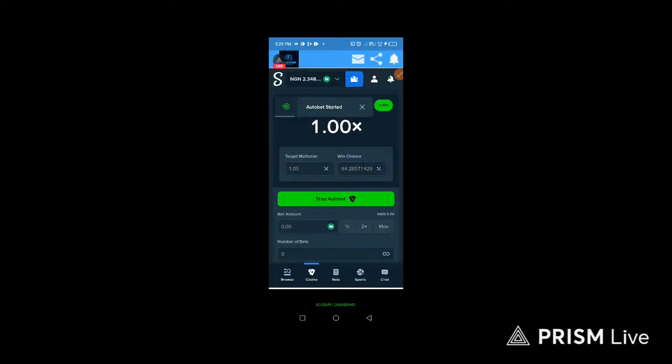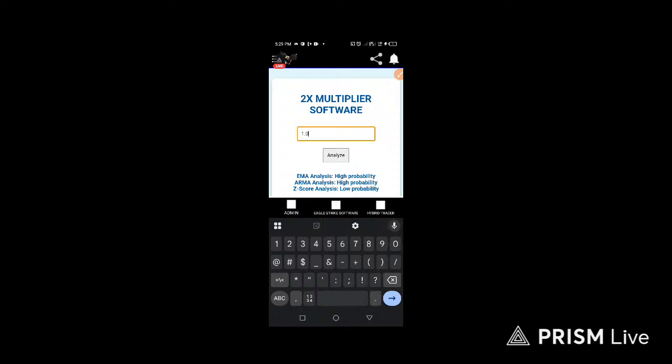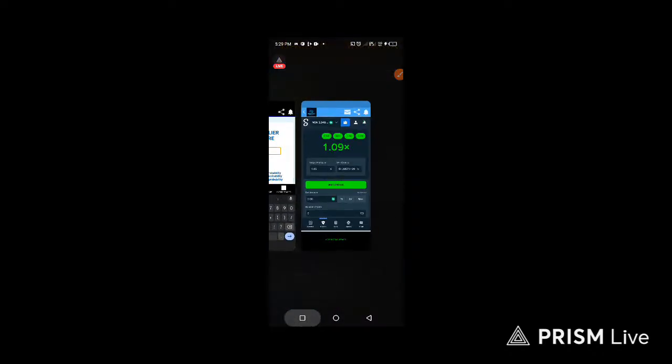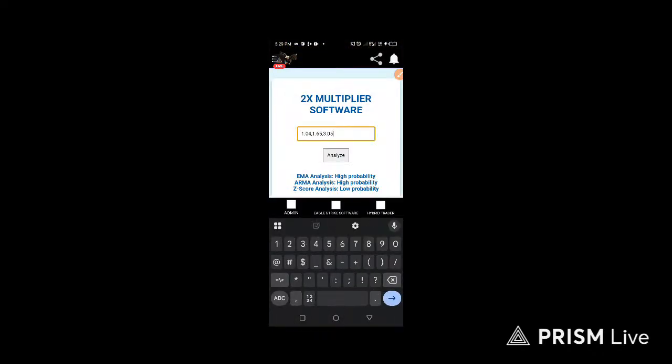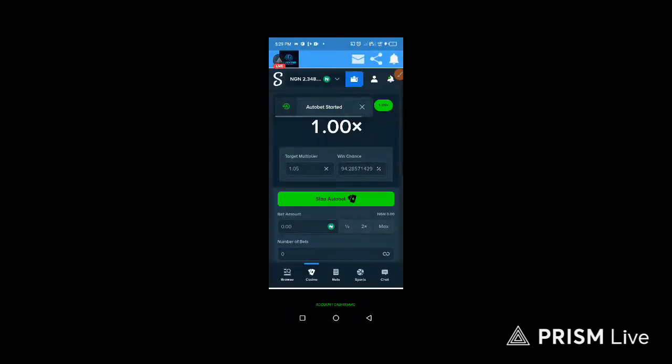Don't know why it's getting slower. We should have won that if not for the slow connection. 1.13, 1.19, 1.04, 1.65, 3.06, 1.28. That's not a strong signal. 1.21, 1.1.